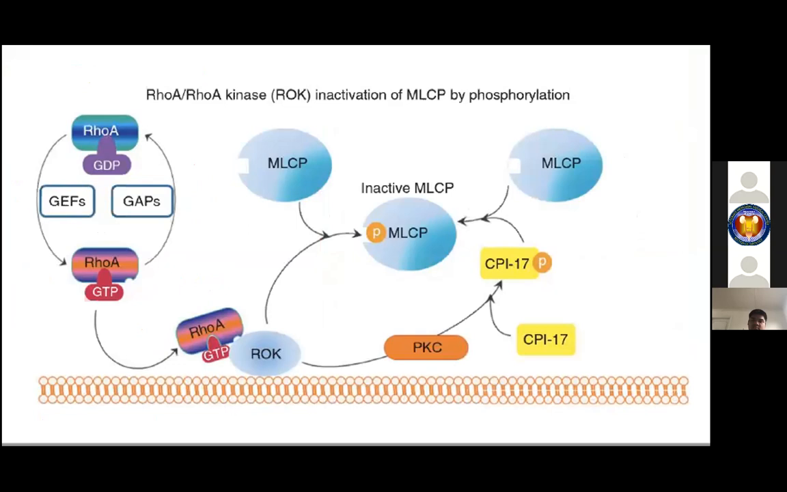So the determination of the smooth muscle tone is therefore dependent on the balance of intracellular calcium and the balance between myosin light chain kinase and myosin light chain phosphatase activities. The myosin light chain phosphatase activity is under the control of a series of complex molecular events related to two proteins, which are Rho-A and Rho kinase or Rho-K.